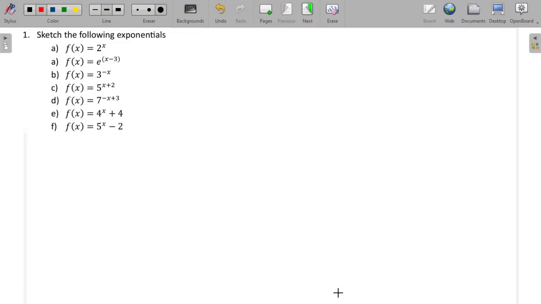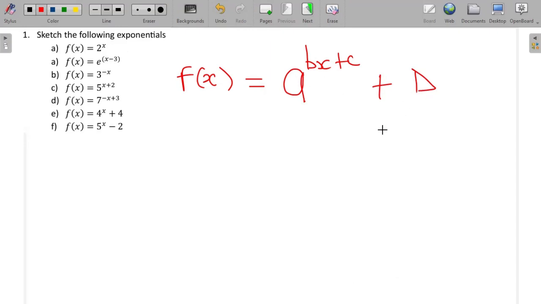Welcome to this video. In this video, we're going to learn how to sketch exponential functions in an easy way. In general, an exponential function is represented as f of x equals a to the power bx plus c, and then plus d. These letters a, b, c mean something, so let's talk about their meaning.